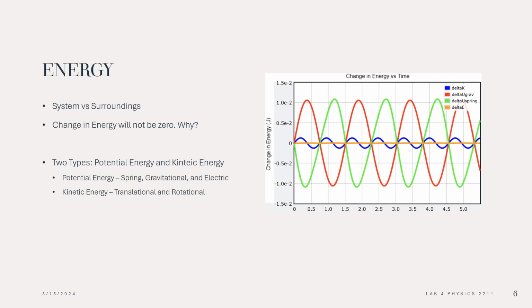All right, so talking about energy. As you can see, that's the energy graph from this lab, which you'll see later as well. But systems versus surroundings: everything's in our system, so our surroundings is nothing. That's why the change in energy is 0, because there's nothing in our surroundings applying a net force to our system, which is the spring and the earth. Two types of energy: potential and kinetic. Potential energy can be spring, gravitational, or electric. Kinetic energy can be translational and rotational.